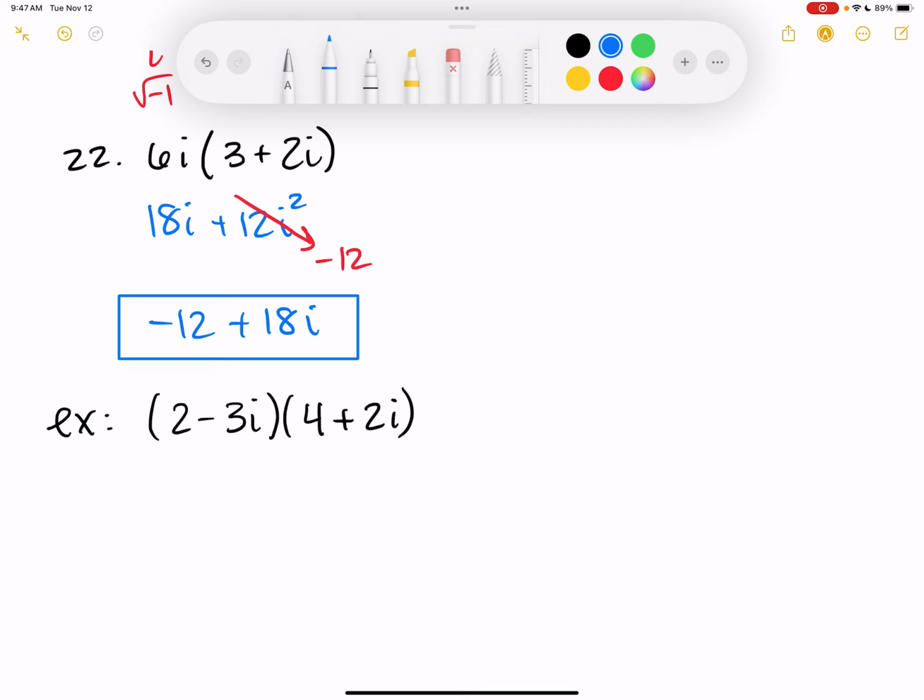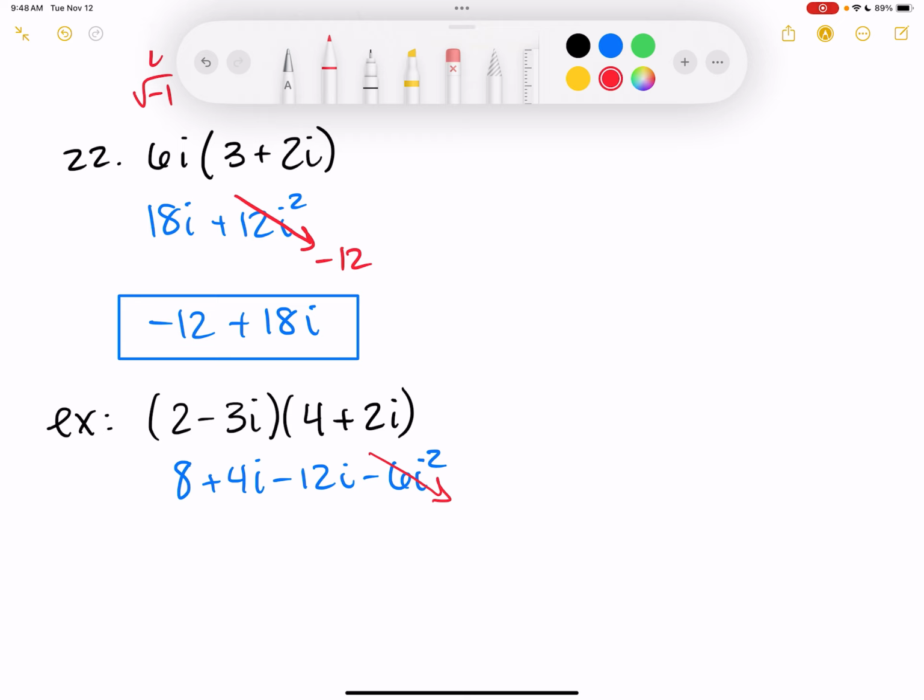So 2 times 4 is 8. 2 times 2i is 4i. Negative 3i times 4 is negative 12i. Negative 3i times 2i is negative 6i squared. Negative 6i squared is equal to what? i squared would be negative 1. I remember that one. Which is positive 6.